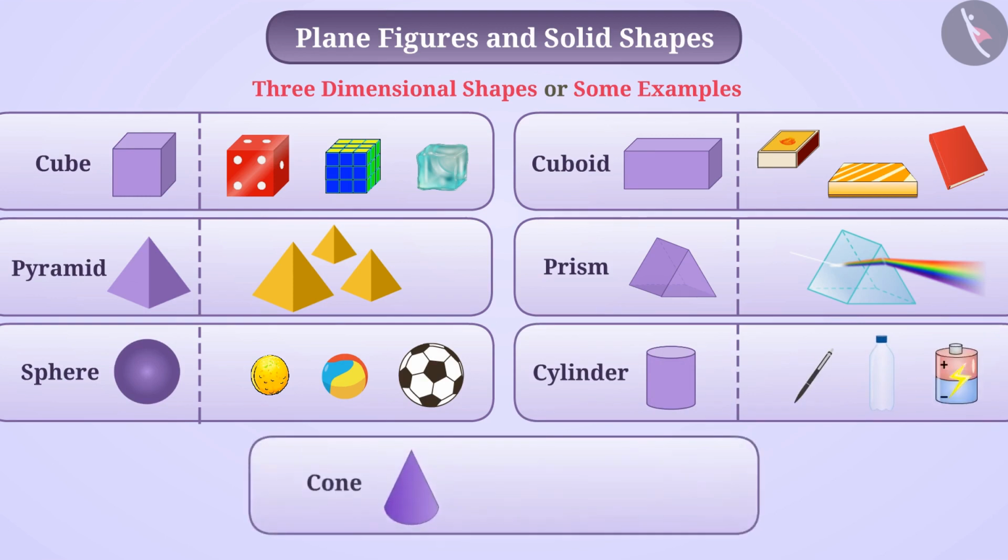This is a cone. Many times you must have eaten ice cream in the cone. On the birthday, you must also be wearing a cone-shaped hat. Can you remember any other objects in which you have seen these shapes? You must find the name of some other objects.